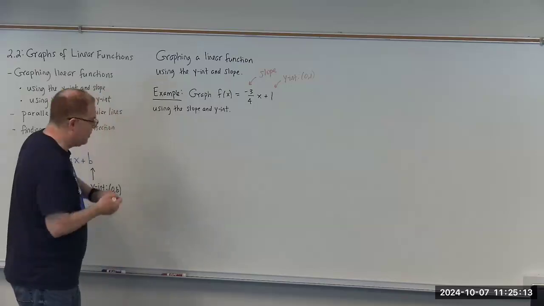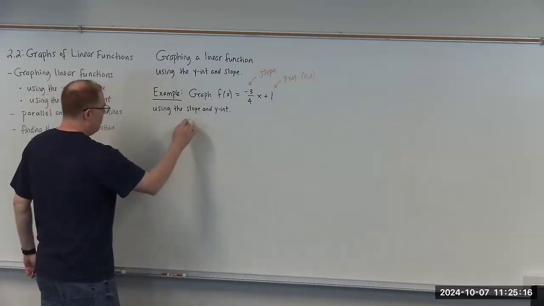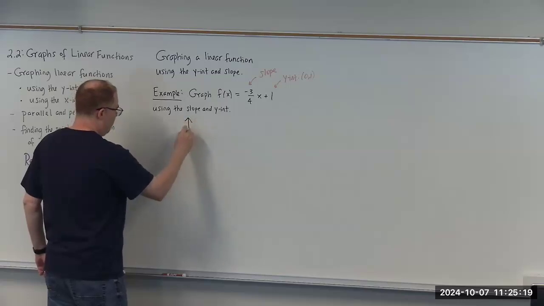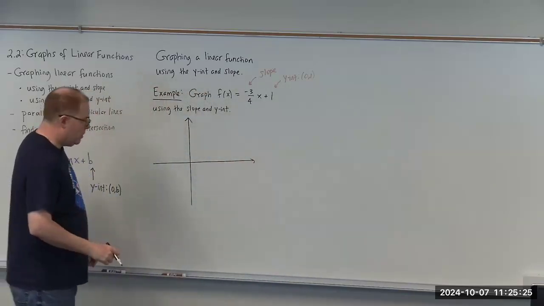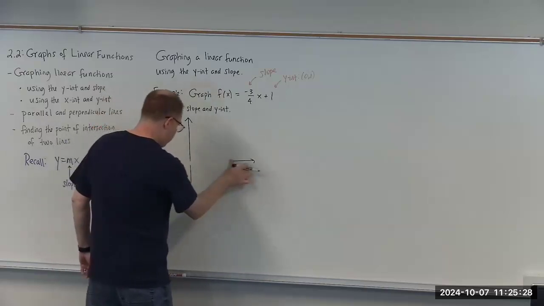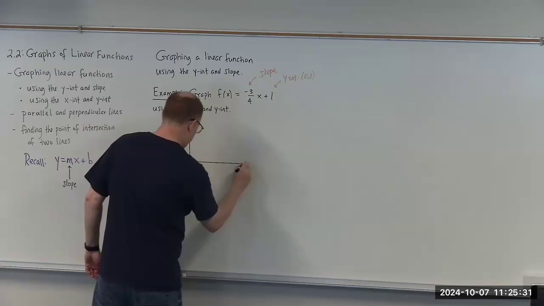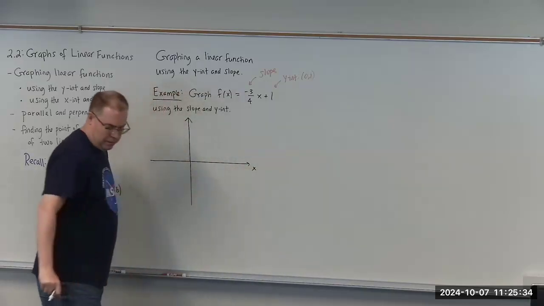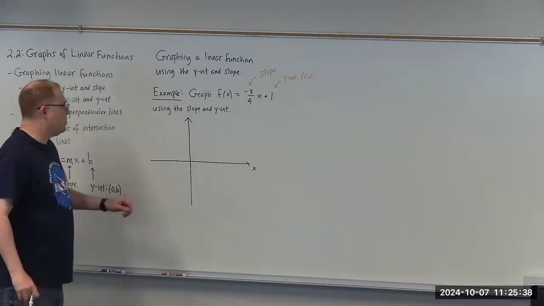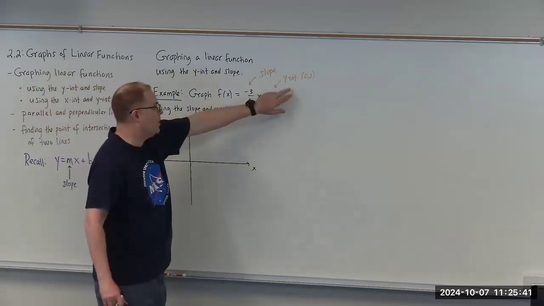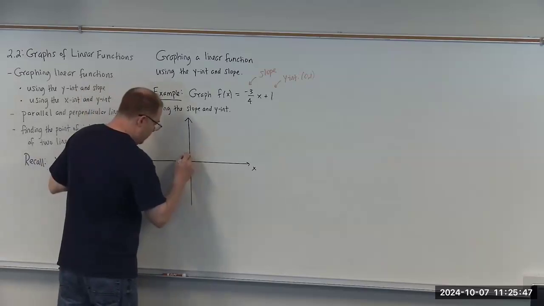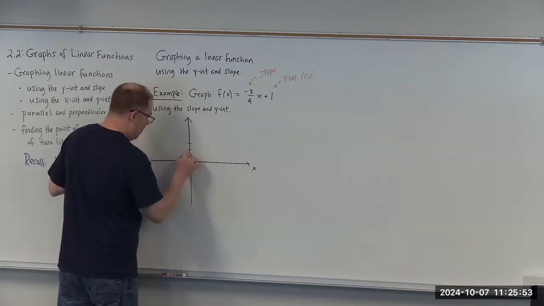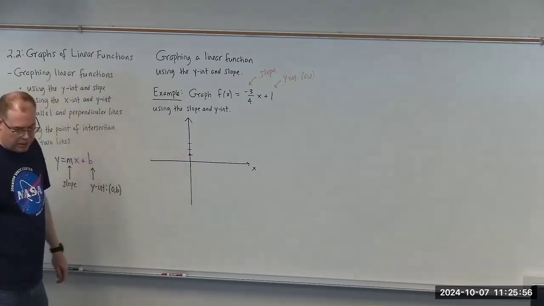Okay, so let's draw our Cartesian plane here. I think that'll work. Let's see, we'll make this a little straighter. All right, so the first thing is to plot the y-intercept. So let's say we have one here, two, three, so let's put our point there. So 0 comma 1.